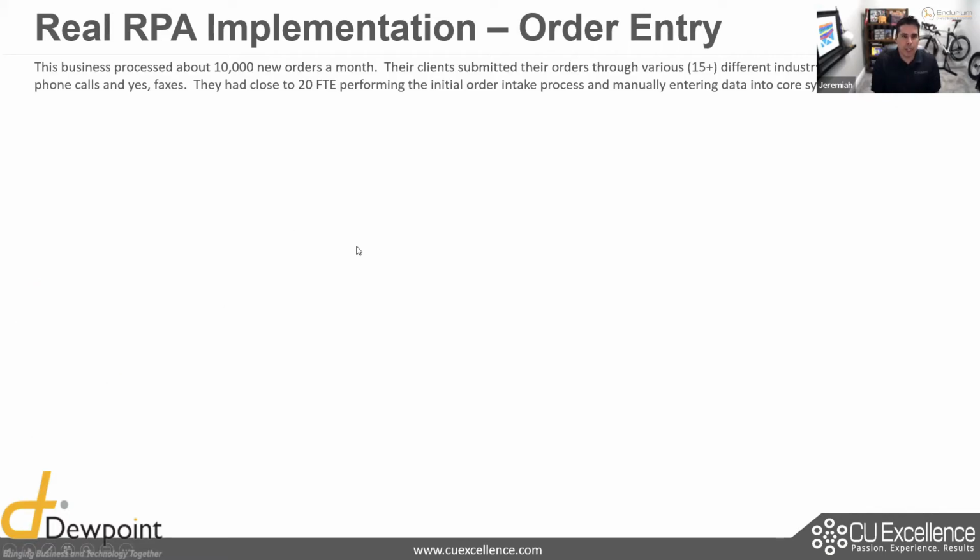This is an illustration of automation, or RPA, we built in another company. With this company, they process about 10,000 new orders a month. Their clients submitted these orders through various industry portals, even emails, phone calls, and even faxes. Couldn't do much about automating faxes, but we did get faxes in there. And we had about 20 FTE that basically did this order intake process. They had to manually take this information and re-enter it back into their core operating system.